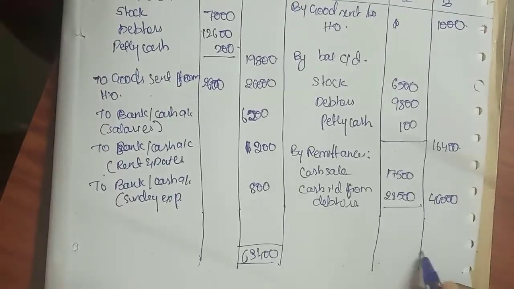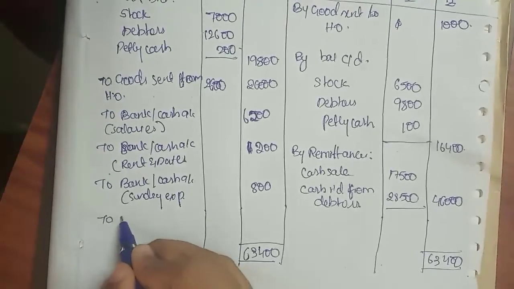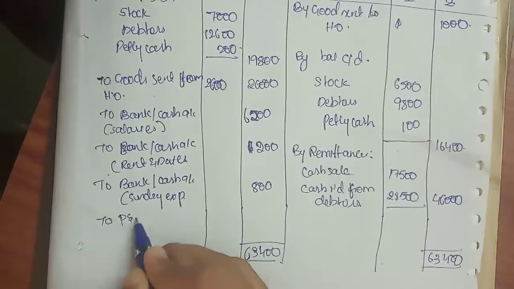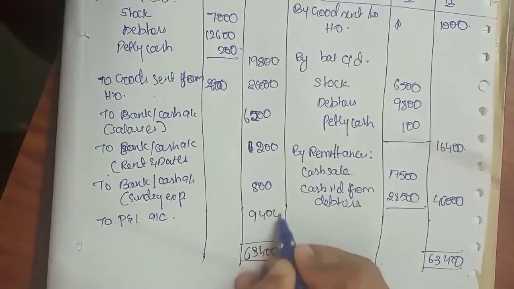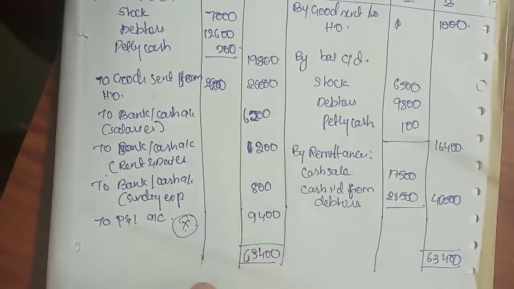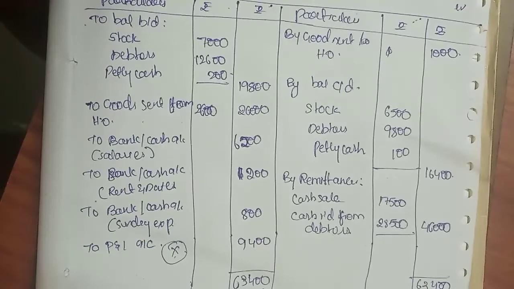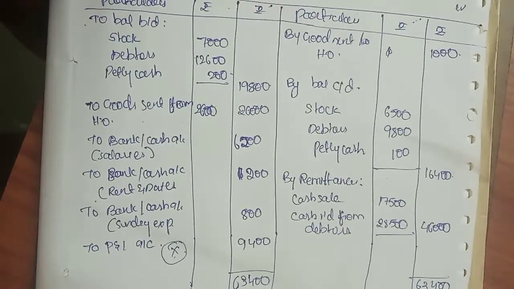63,400 on both sides, 63,400, and you get a profit to the P&L account. Profit you get 9,400. Now this is for the branch account in the debtors method. This is the A part. We finished the A part of the question.